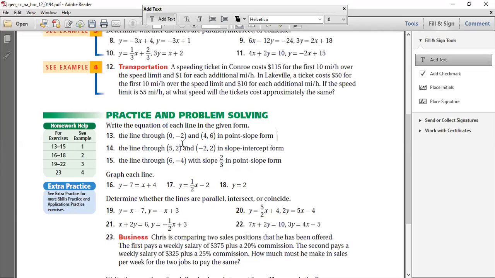The line through 0 and -2, so these two are the coordinates, in point slope form. Now before you do anything, just recall the formulas. The point slope form is going to be y minus y1 equals m, and in parenthesis x minus x1. So let's put them in that form. To find that, we need the slope first, right? So first let's find the slope for this.